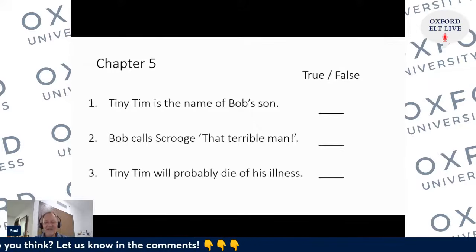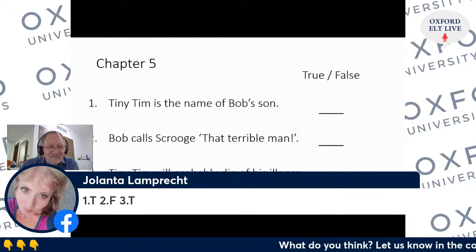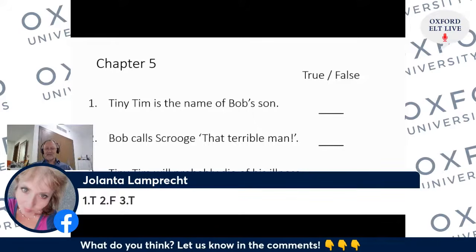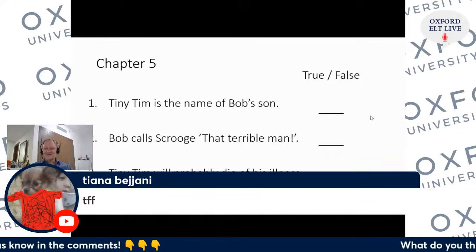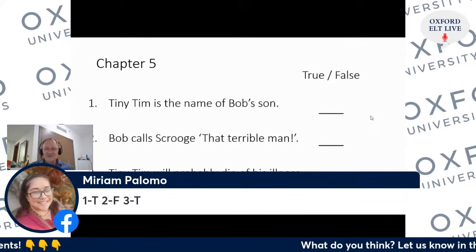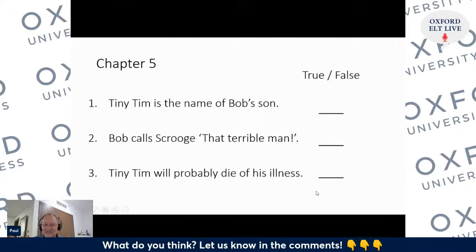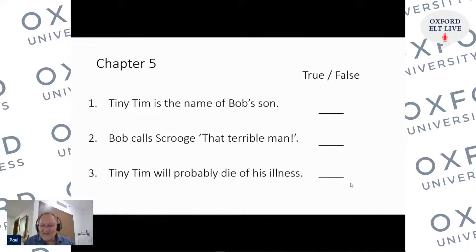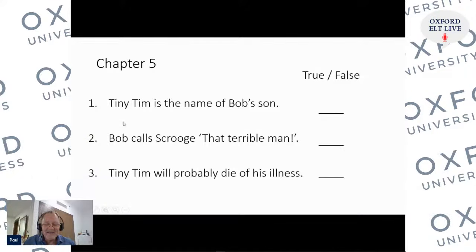Yolanta's already in there. Yolanta says number 1 is true. Number 2 is false. I wonder why. Number 3 is true. Okay, Tiana has slightly different: true, false, and false. Miriam, true, false, and true. Well, very quick. Afsane, true, false, but not sure. Saida, true, and false. Okay. Well, let's see, shall we?